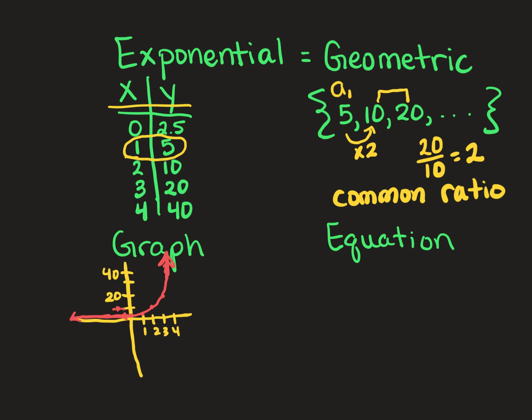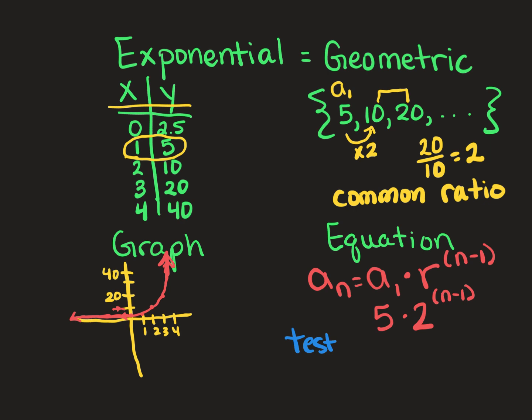For the equation for these, if we use our geometric formula, it says that we take the first term, multiply by the common ratio, and it'll have an exponent of n minus 1. So the 5 was our first number in the sequence, we multiply by that common ratio of 2, the number being multiplied, and then raise it to a power of n minus 1.